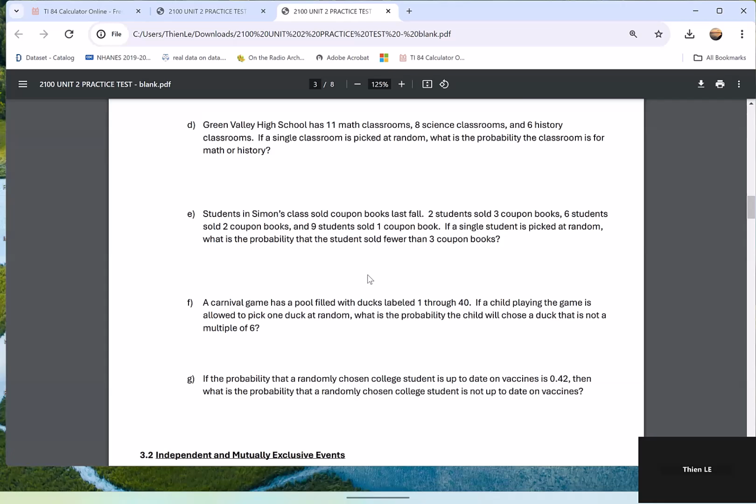So here the probability will be that a child chooses a duck that is not a multiple of 6. So we need to be a little bit careful here. For multiples of 6, you have 6 cases, right? So the probability that you choose a duck that is a multiple of 6 will be 6 out of 40, right? Because they ask for not a multiple of 6, it's just a complement. So 1 subtract 6 out of 40, and you do the math, it should give you 34 over 40, and the reduced form is 17 over 20, okay? 17 over 20.